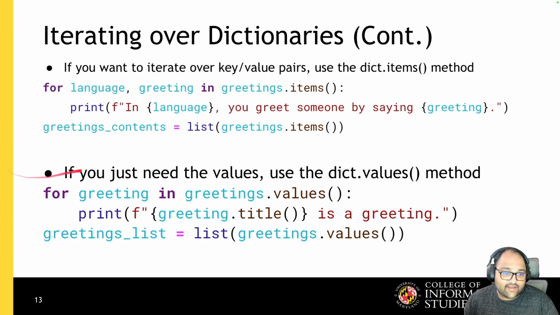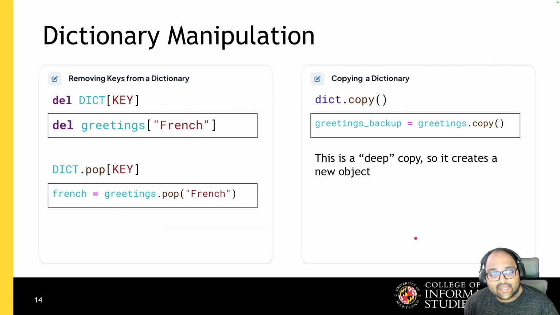And then greeting contents is equal to list at greetings.items, right? So you can do that as well. And then if you need just the values, you can do for greeting in greetings.values, and then it'll just say print greeting in title case is a greeting, right? And then make a list of greetings.values, right? Super easy.